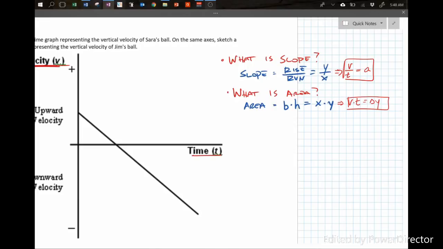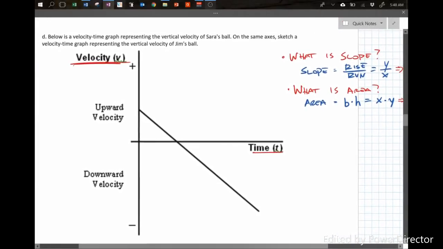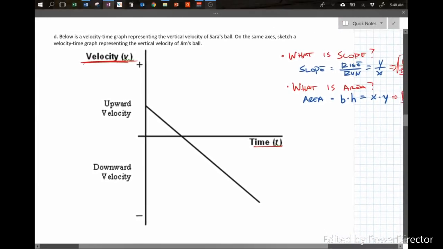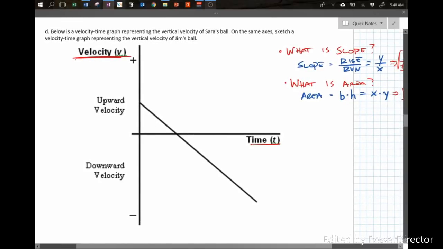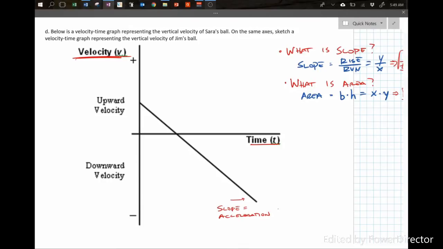And the slope is going to be the acceleration. So that's good to know. So this graph shows Sarah's ball. And I know that the slope here is acceleration. And since we're a projectile, the acceleration here is the acceleration due to gravity where we're at, or the acceleration due to gravity on the moon.